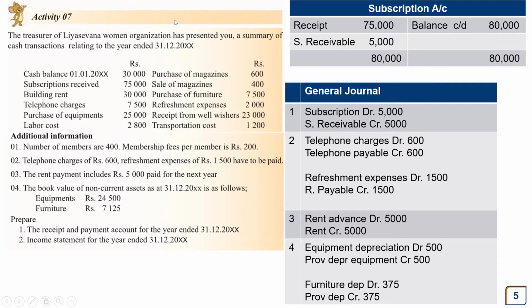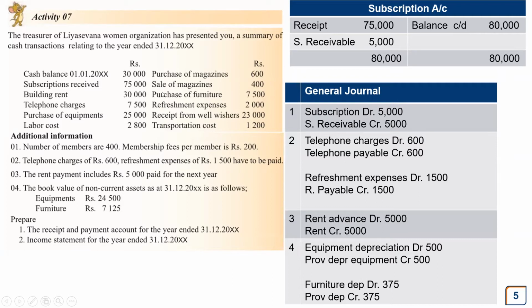Second one, children, always remember it's okay to have an entry like this even on the side, so that even if you had limited time, the teachers know that you tried to do something. You did not keep the place blank. You tried your best to write something and get a good mark, right? The second one is a bit tricky. You have to record 2 transactions. That is telephone charges of rupees 600 as well as the refreshment expense of rupees 1,500 that have to be paid.